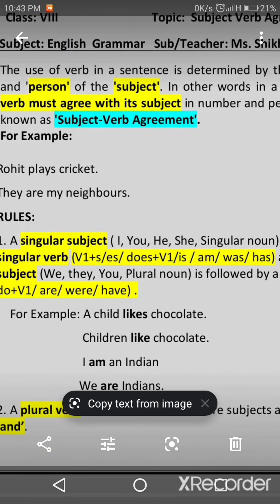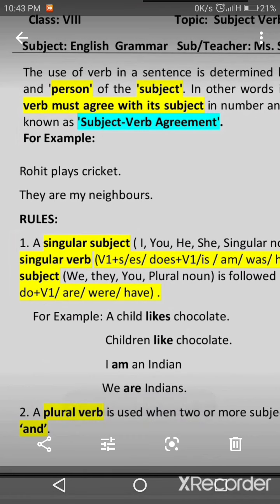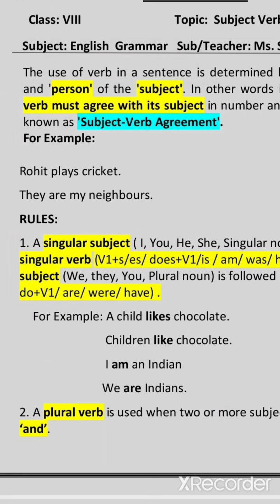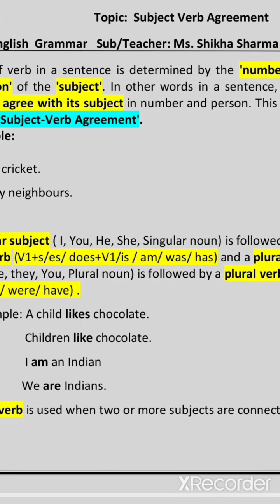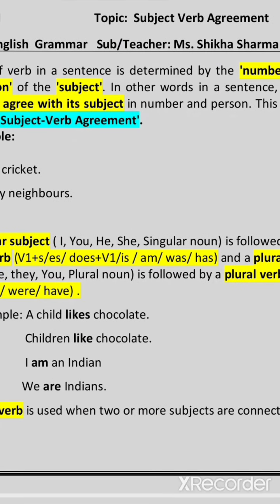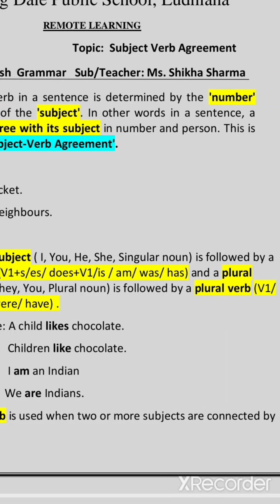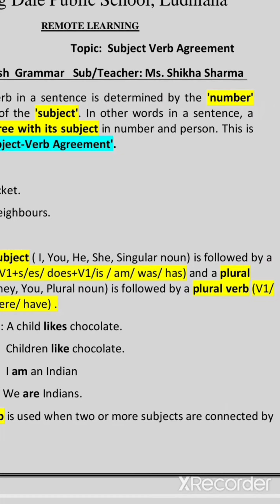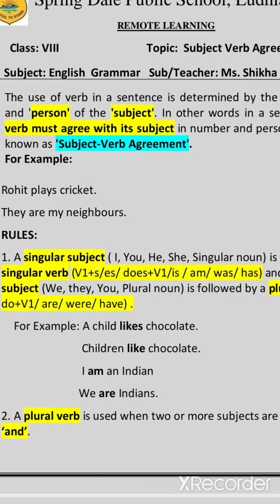Now moving ahead to the rules of subject-verb agreement. A singular subject like I, you, he, she and singular nouns, these are the singular subjects. These words are all singular subjects. It is followed by a singular verb. When your subject is singular, then it is followed by a singular verb. Now, what are singular verbs? Like first form of the verb plus s or es.